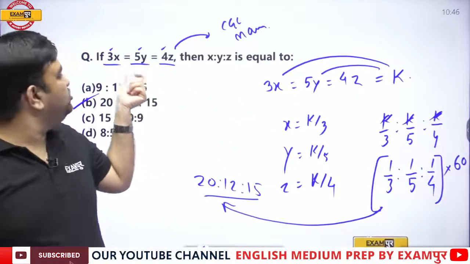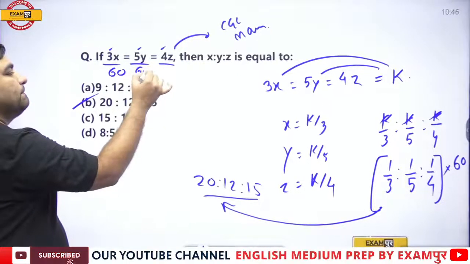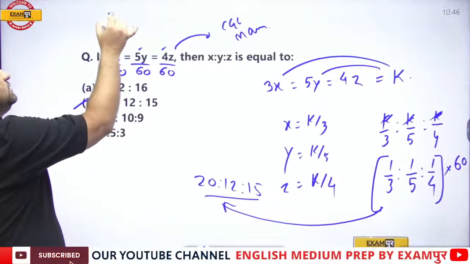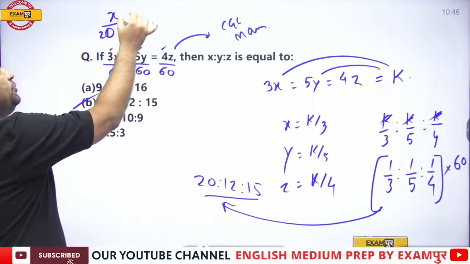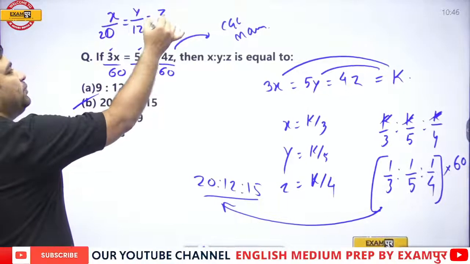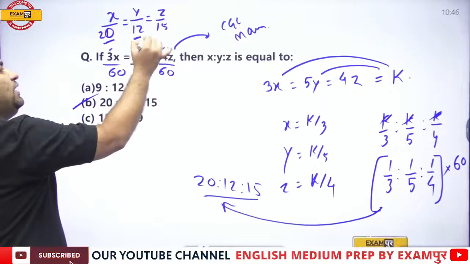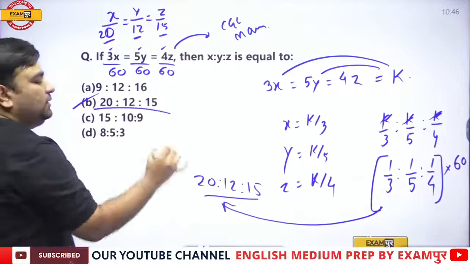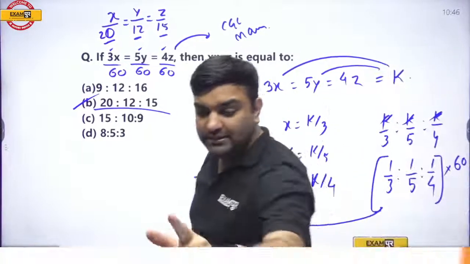5, 4, 3 is 60. So x upon 20 should be equal to y upon 12, should be equal to z upon 15. So x, y, z is in the ratio 20, 12, 15. Is it clear?